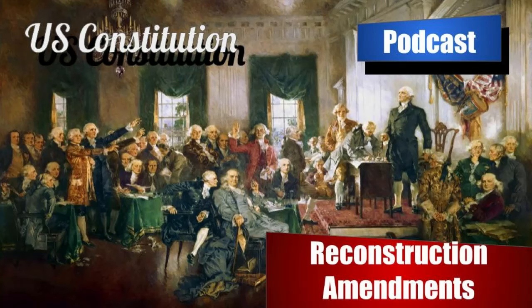However, you can think about it this way. In 1870, when this amendment was ratified, states could still deny the right to vote based on sex, age under 21, and if you had a criminal record.